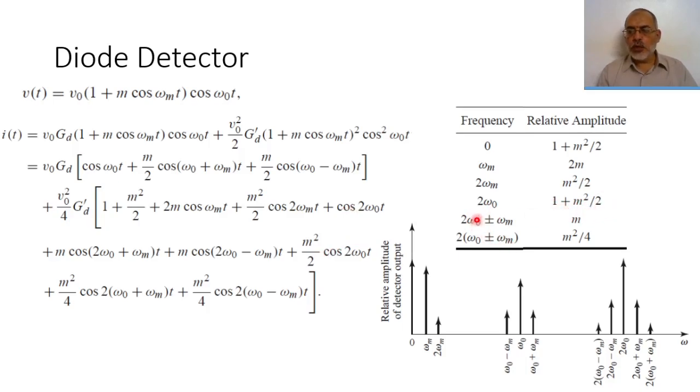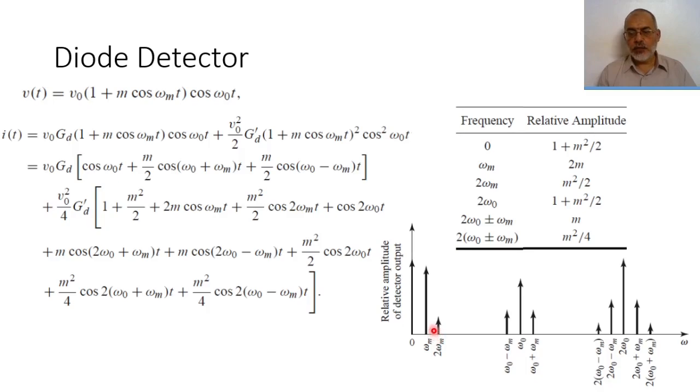The third order intermodulation, which is 2 omega naught plus or minus omega m, is proportional to m, and 2 omega naught plus or minus 2 omega m are proportional to m squared over 4, which is much smaller than m. So very briefly, this is the output spectrum of the Schottky diode if we have a DC component plus a small signal AC component modulated with a modulation index m.